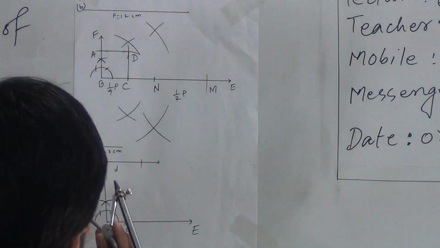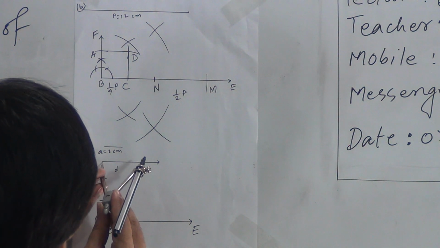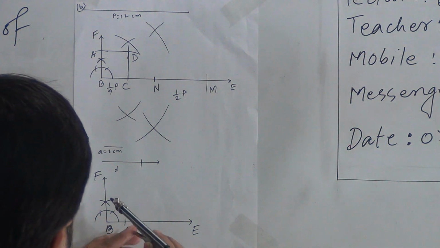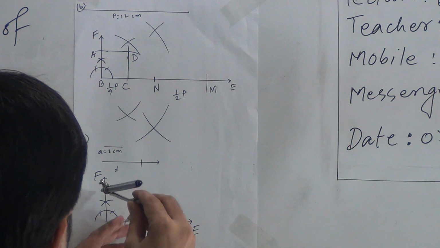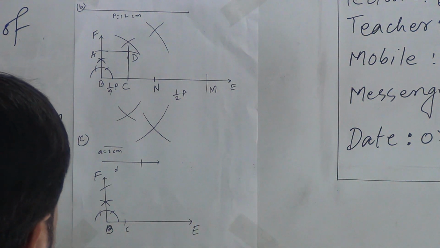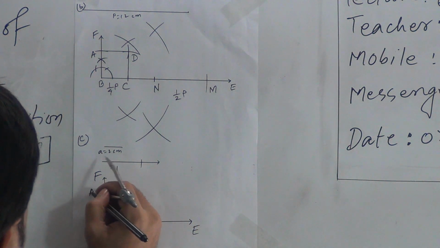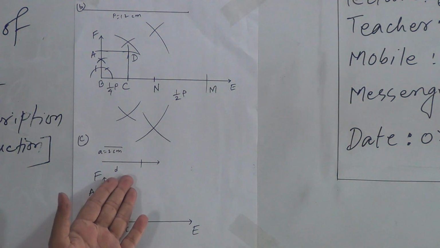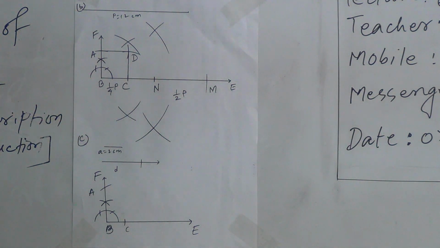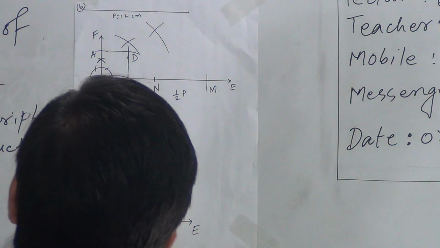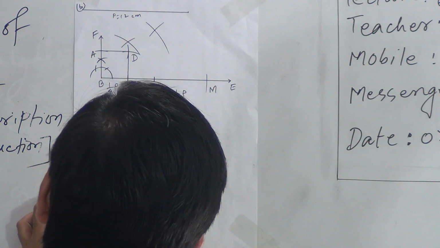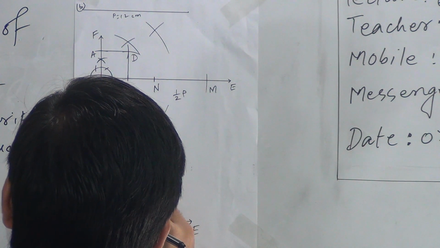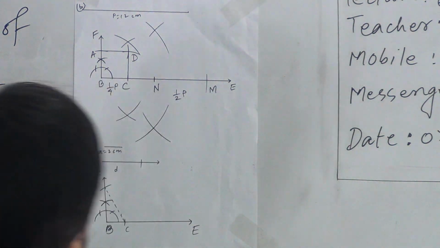Now measure the length D. This is length D. With C as center, draw an arc which intersects BF at A. Why do I have to draw the arc from C? As this is the diagonal. For this I have to draw the arc from C. I have drawn the diagonal here.